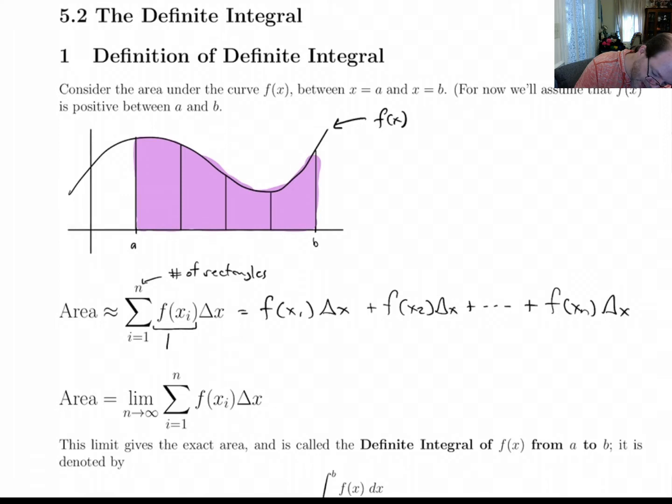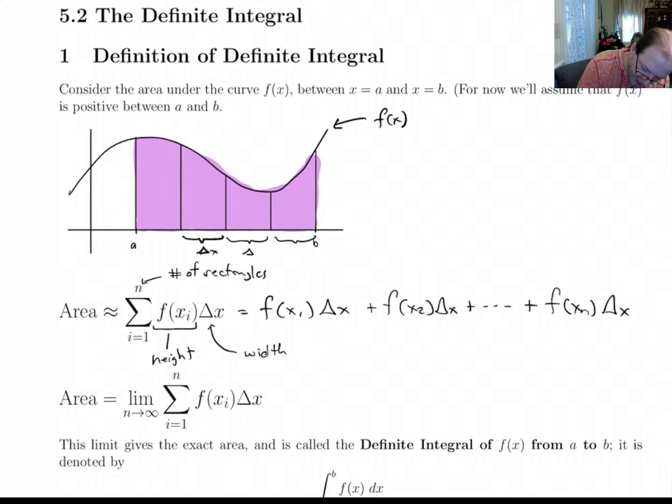This right here gives you the height of the rectangles. And this is the width of the rectangles. So for each one of these, delta x would be this width across here. That's delta x, that's delta x, that's delta x, that's delta x. So that's just our width.